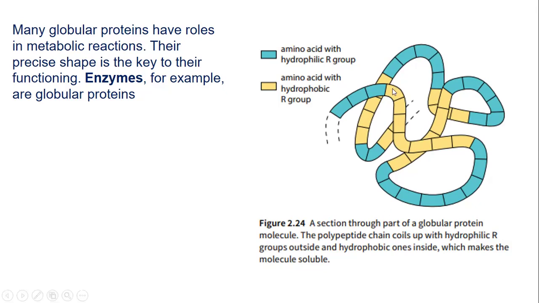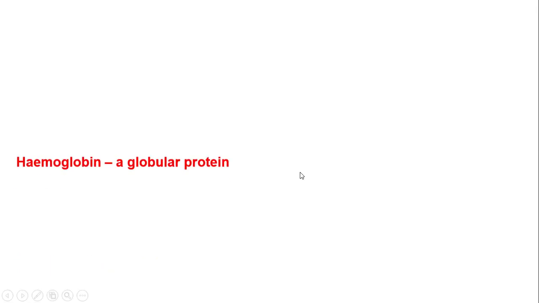Remember, the shape of these globular proteins is still held by the same bonds: the hydrogen bonds, the disulfide bonds. In the center, we shall have hydrophobic interactions between the hydrophobic amino acids, and the ionic bonds. Enzymes are examples of globular proteins. Hemoglobin is an example of a globular protein, and we are expected to know one example of a globular protein, which is basically hemoglobin.